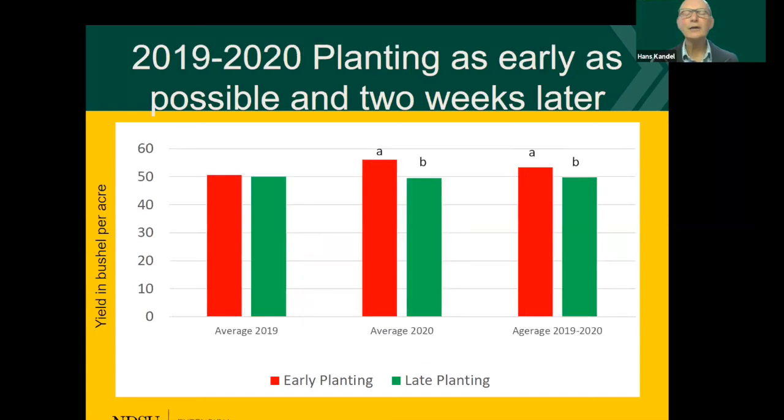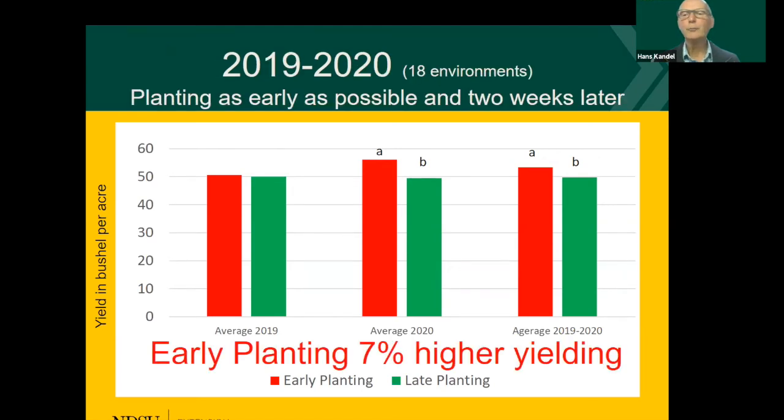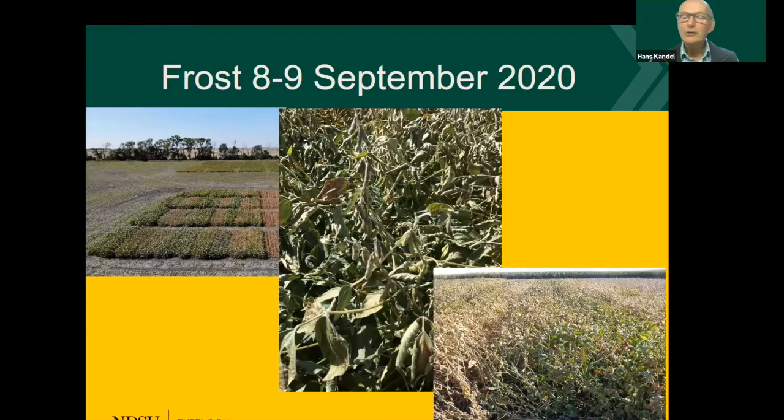So if we combine that over the 2 years, we see that the average was about 7% higher yielding by early planting. Some of those numbers seem to coincide with what we have found in the survey. The trends are the same, that early planting, yes, indeed, will give you a better yield potential, and this is under controlled conditions. However, we need to realize that some years we can also get frost early in the season.